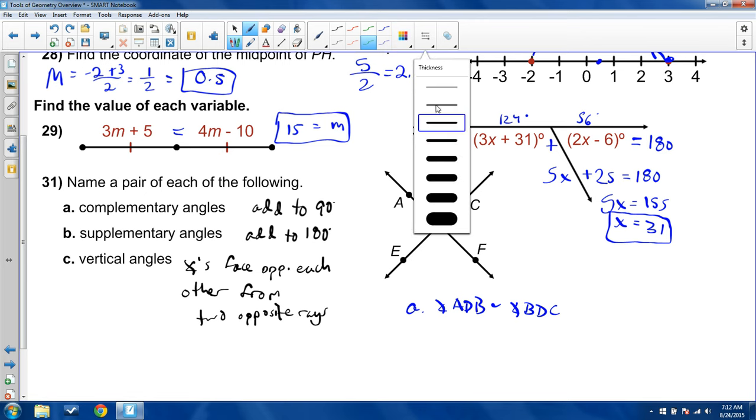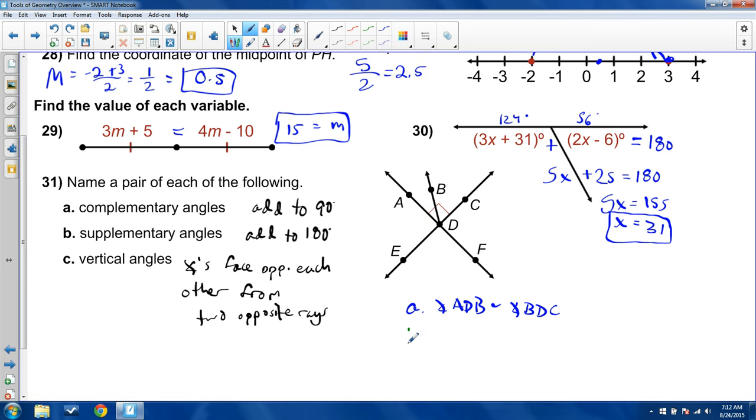Okay, B, let's take a look at supplementary angles. Just as I was talking about before, they don't need to be right next to each other to add 180, but it might be the best way to do it. So I could look at any of these, like say this one and this one. Now they're both right angles. They're both congruent, but they also both add to 180. So that's angles CDF and FDE. Those are supplementary.